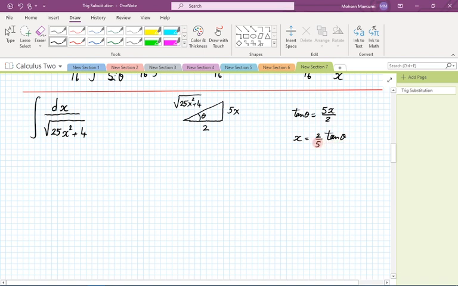Okay. Well, I need to substitute for dx as well. Now, who is dx? Well, this is a factor, 2/5. What's the derivative of tangent? So, well, what is the derivative? Yes, quickly. Secant squared of theta d theta. What else do I need to substitute? Well, I need to substitute this thing, the radical of 25x squared plus 4.